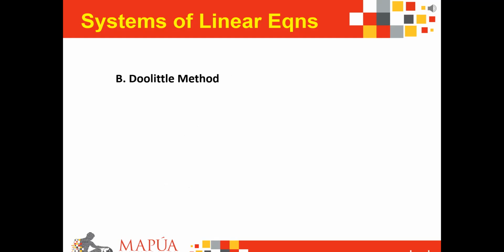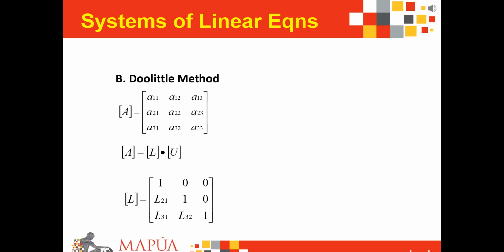The other method in decomposing your matrix is referred to as the Doolittle method. A Doolittle method, much like your Crout or Cholesky's method, decomposes your matrix A into its factors L and U, whereby your matrix L comprises these elements L21, L31, L32, with a main diagonal full of ones and the rest zeros, and your U matrix contains the elements U11, U12, U13, U22, U23, U33, and the rest are zeros.